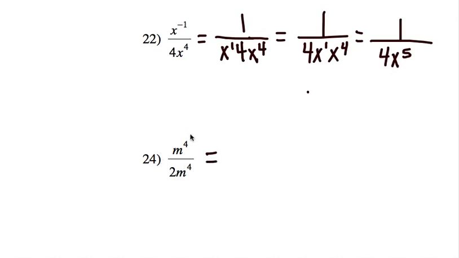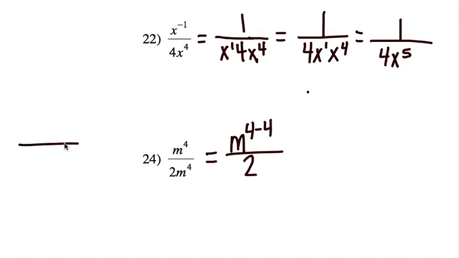Alright, on number 24, you have a fraction, but nothing is negative, so I don't have to move anything. So there is a property, if you look on your chart, and it says to subtract the top minus the bottom if the bases are the same. So I have m to the fourth and m to the fourth. So I'm going to do m to the 4 minus 4 on the top. That 2 stays on the bottom.